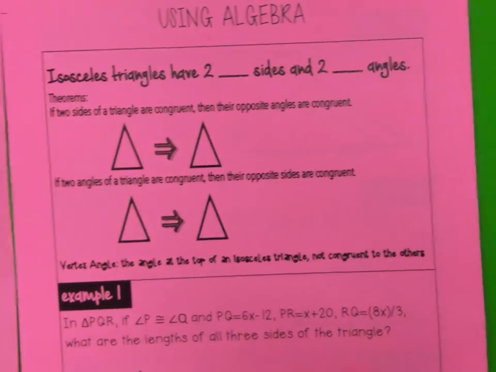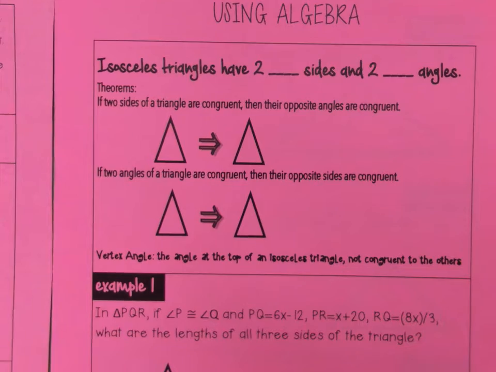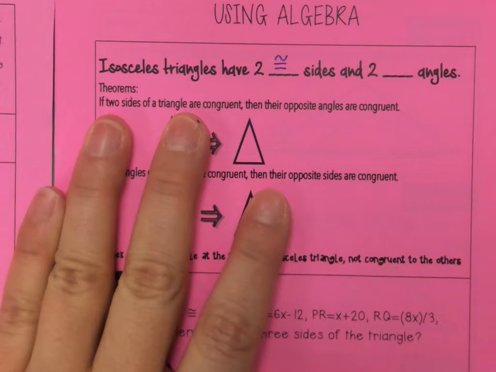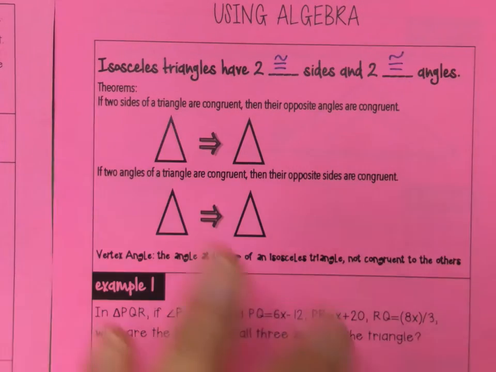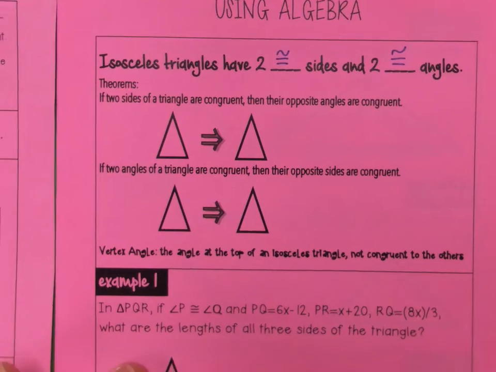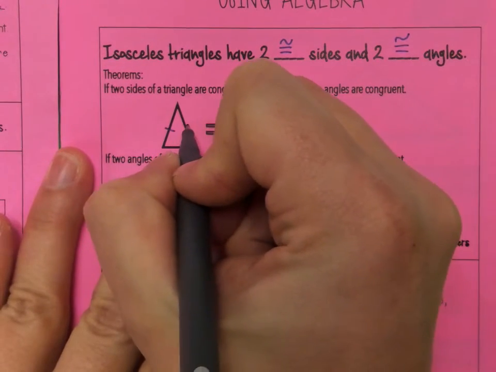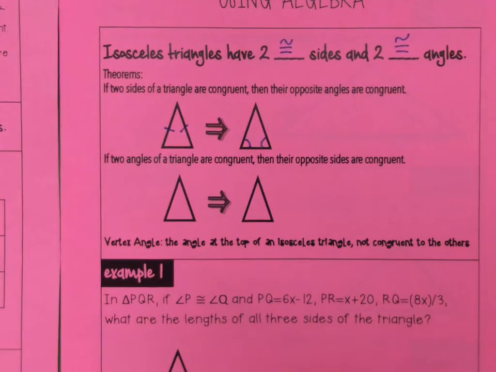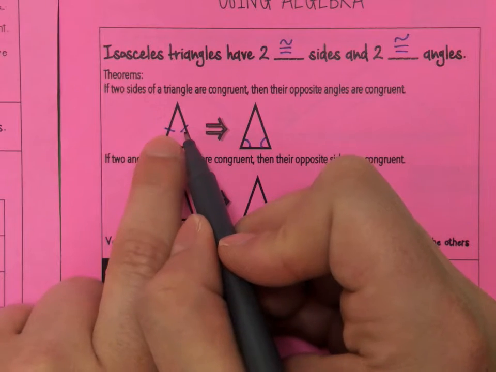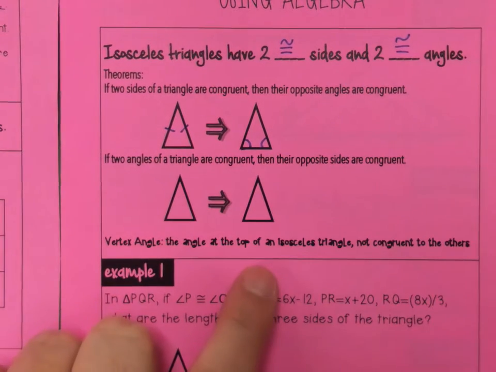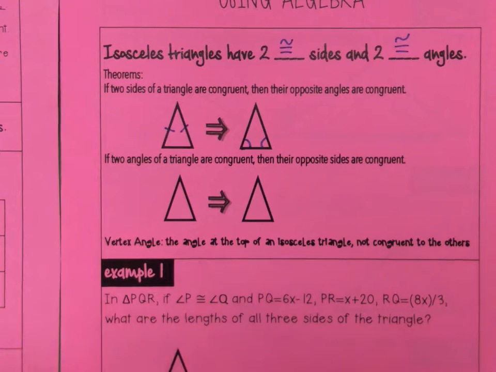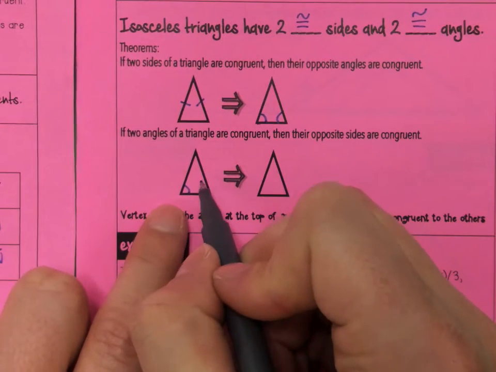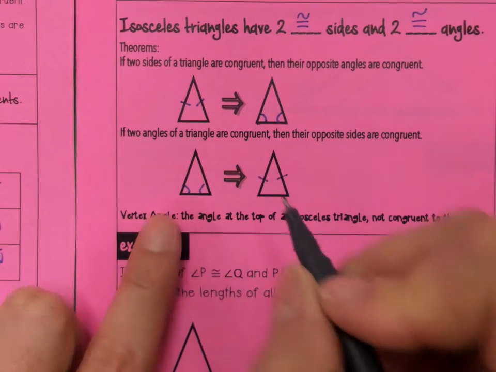So, we're going to start talking about isosceles triangles. Isosceles triangles have two congruent sides, and they have two congruent angles. So what that means is, if I have two sides of a triangle congruent, so if your picture looks like this, you can then make it look like this. That means if you have two congruent sides, their opposite angles are congruent. And vice versa. If your picture looks like this, you have two angles that are congruent, you know that their opposite sides, the sides directly across from them, are congruent.